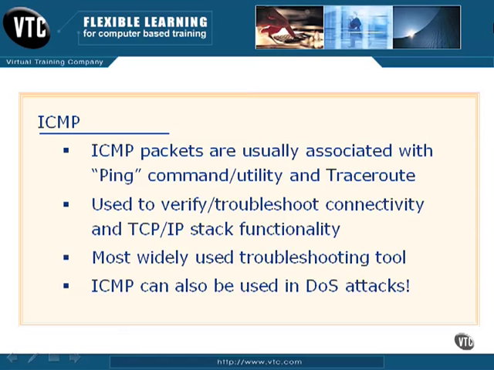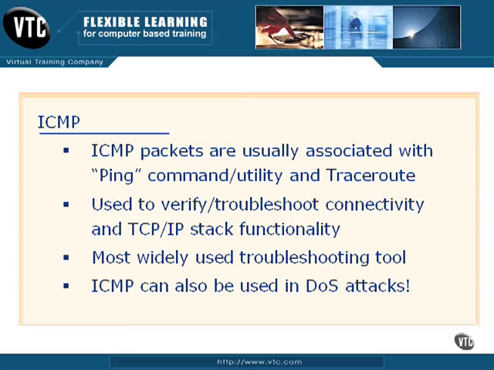Now we're going to look at some examples and talk a little bit more about some of the protocols associated with the IP protocol family. The first one we'll look at is ICMP, or Internet Control Message Protocol. ICMP packets are probably used by every person who's ever troubleshot a network. They're usually associated with the ping command and utility or the traceroute command and utility.